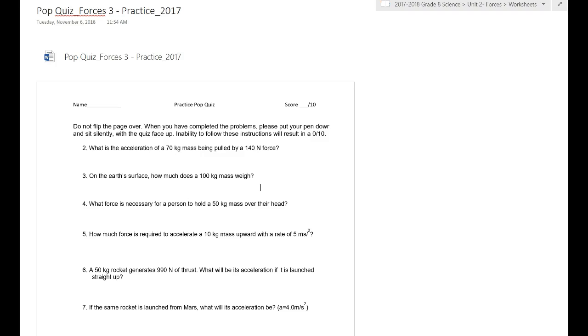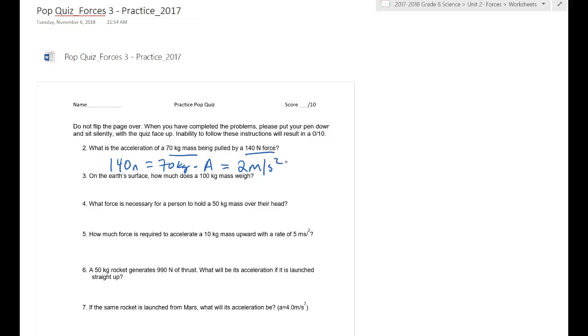So in question number 2 here, what is the acceleration of a 70 kilogram mass being pulled by 140 Newton force? 140 N equals 70 kg times the acceleration, which will equal, when we divide 70 by both sides, we get 2 meters per second squared.